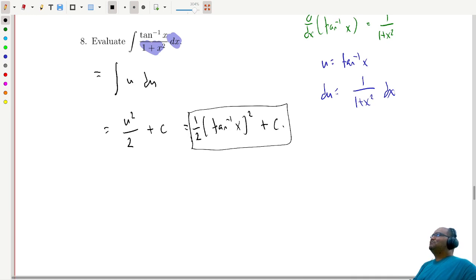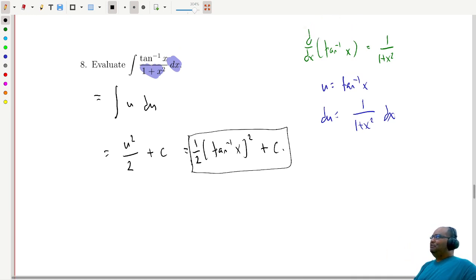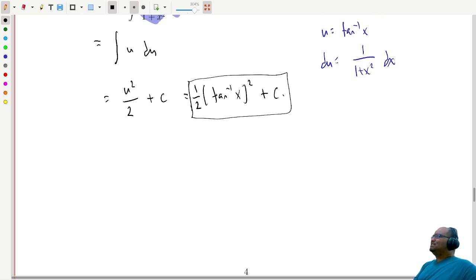Hopefully you're seeing these patterns. Find a function and its derivative up to a multiple. Get everything in terms of the new variable. Find the easier antiderivative, and then, boom, put it back in the old variable. Now we haven't seen some of these yet, but you may need to do multiple substitutions. You just unravel them. Do as many as you need. Work one step at a time.